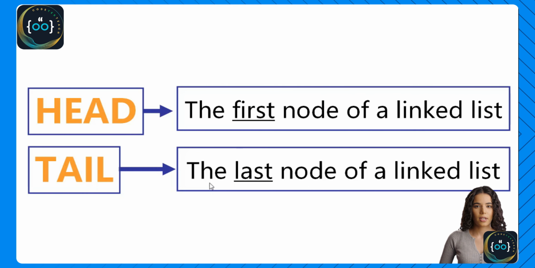And it has to end somewhere as well. We are not going to have an infinite sequence of elements. The last node of a linked list is called the tail. This is the node that doesn't point to any other nodes in the list.